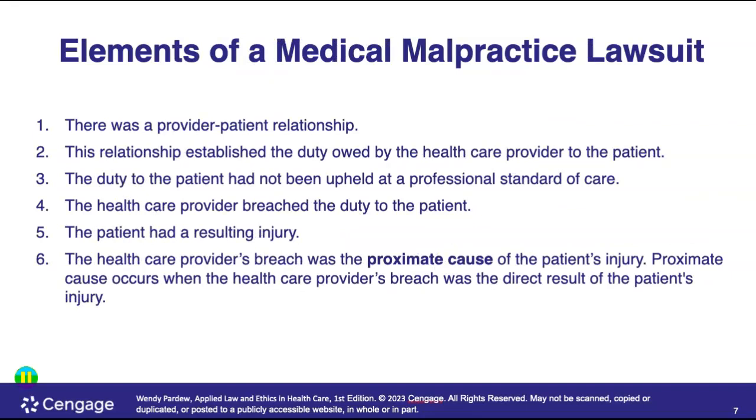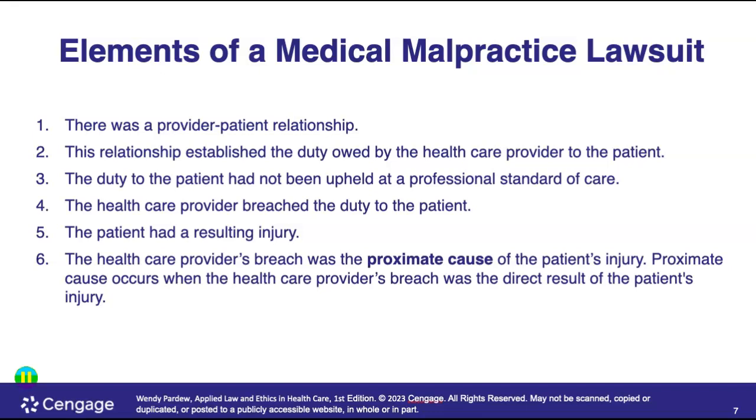What has to be there for a malpractice lawsuit to really hold firm? These are really great points that everyone should be aware of. There has to be a relationship, of course, between the provider and the patient. The relationship has to be established on duty owed by the healthcare provider to the patient. The duty to the patient had not been upheld by the provider, so the provider didn't do something that they were supposed to do, or they made a mistake. The healthcare provider breached the duty that they were supposed to give to the patient. That's the mistake that we're talking about.